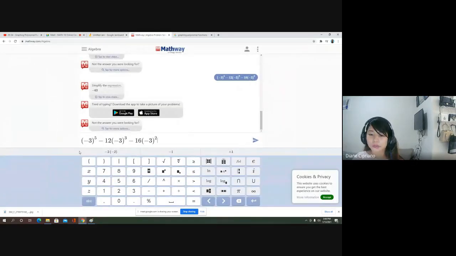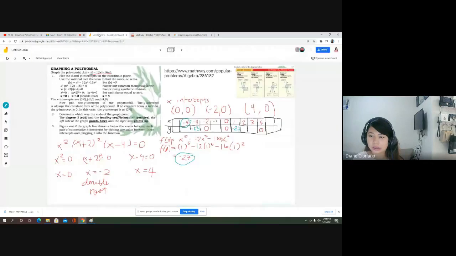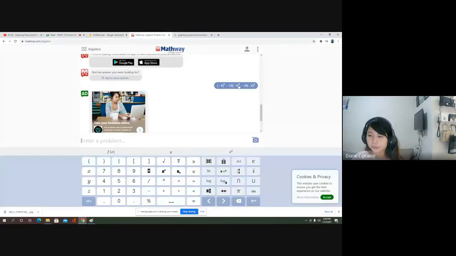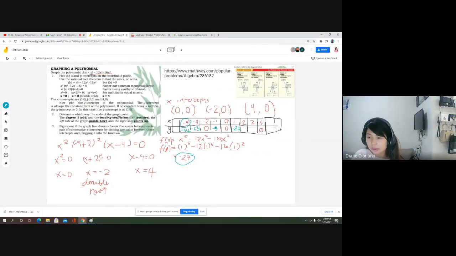Okay, how about if we're looking for the value if x is 4? Negative, positive 4 ba or negative 4? Negative 4, ayan. So the answer is negative 512. Wala pala tayong negative. Pwede na rin. So, negative 512. For negative 1, type mo lang negative 1, negative 1, and then negative 1. We have here negative 5. So, for negative 1, we have negative 5.